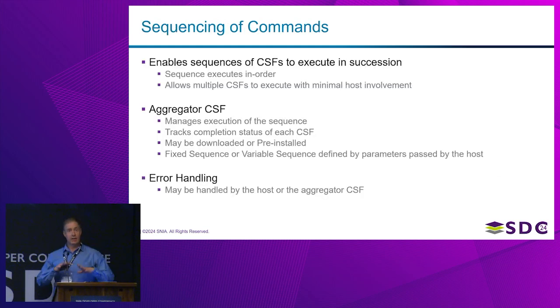All right, well, now that we've level set on where we have been with the 1.0, let's look at the new features that we have been working on for the 1.1 or the 1.0.4 that is available for public review. All right, so the first one is sequencing of commands. And sequencing is we want to enable a sequence of CSFs to execute in succession. So in other words, if we want to read the data, we want to perform a manipulation, and then we want to write it back out, that could be a sequence. And we want to give that whole package to the drive as one operation, say, please go do this, and then report back when we're done.